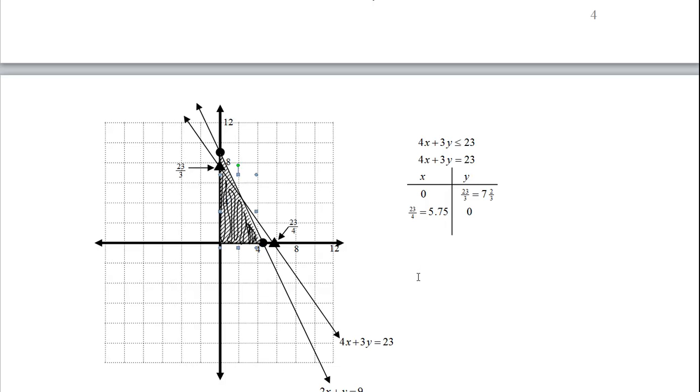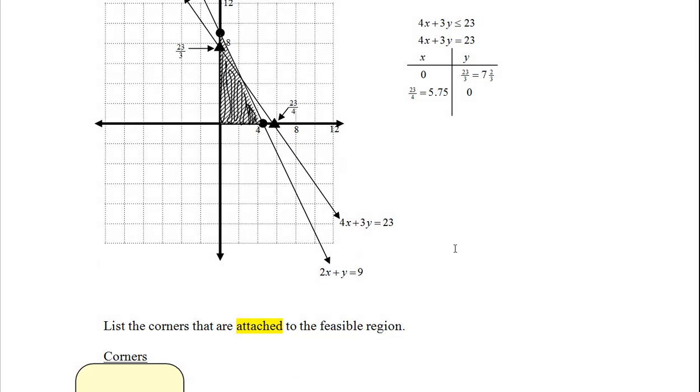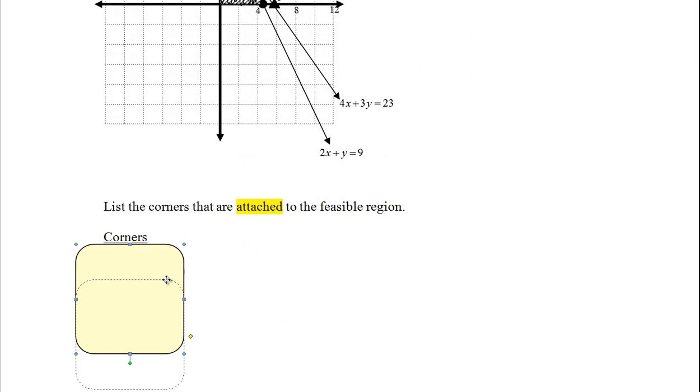Okay, now corners. It says list the corners that are attached to the feasible region. This is a corner, this is a corner, this is a corner, and this is a corner. A corner is made when you have two boundary lines that hit. So this is one corner right here. So that would be 0, 23/3. This would be a corner. That would be 0, 0. This is a corner. That would be 4, 0. And then I have another corner. So let me move this down. See what all I've got.